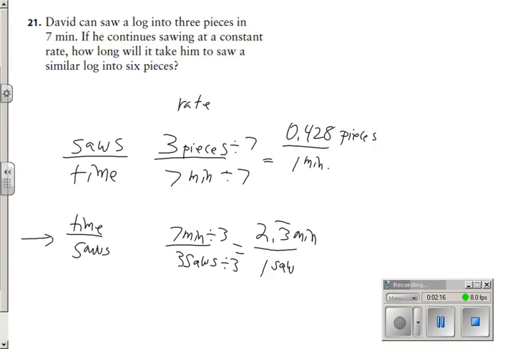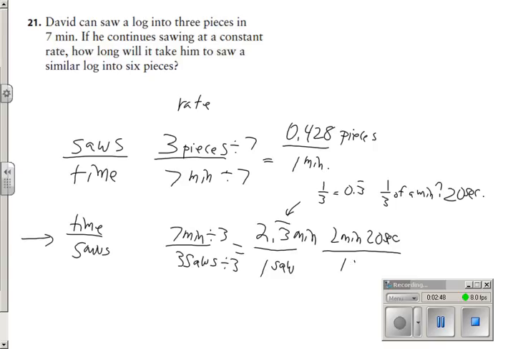Now, this is actually a third of a minute. So 2 minutes and a third of a minute. 0.3 repeating is a third, we all know that 1/3 equals 0.3 repeating. So what is a third of a minute? Well, a half of a minute is 30 seconds, and a third of a minute is 20 seconds. So it really takes 2 minutes, 20 seconds for 1 saw.